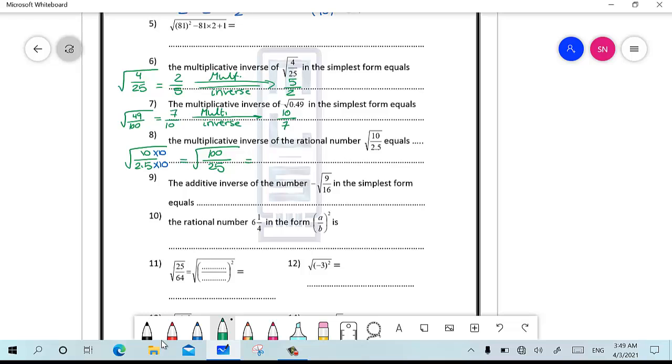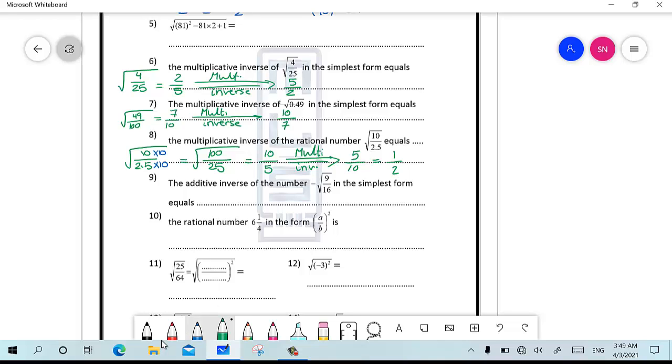I know that the square root of 100 is 10 and that the square root of 25 is 5. Now, finding the multiplicative inverse of this number, this is going to be the flip, which is 5 over 10, and in the simplest form, it's 1 over 2.